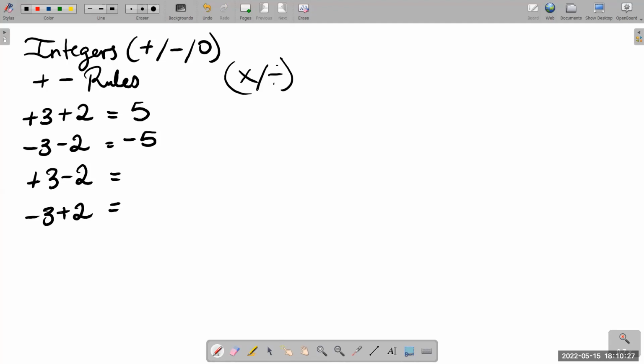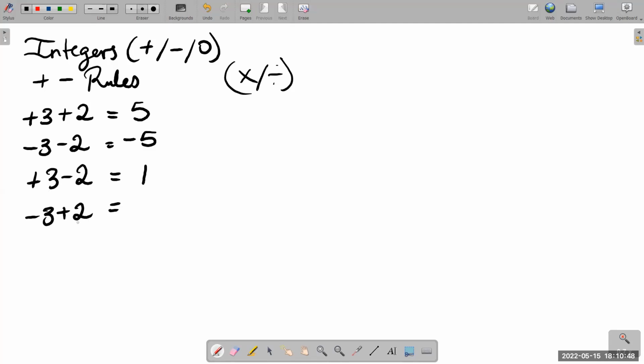So what happens when the signs are different? Different means difference. What does difference mean? Difference means to subtract. So you subtract the two numbers, 3 minus 2 is 1, but your answer takes the sign of the bigger number. Here, the bigger number is 3 and it's positive. So here the answer is +1.